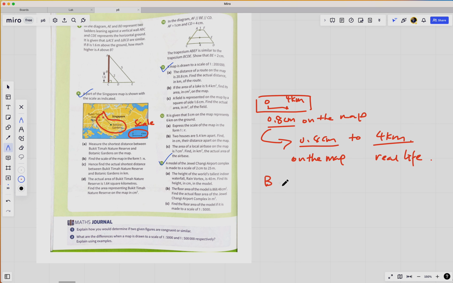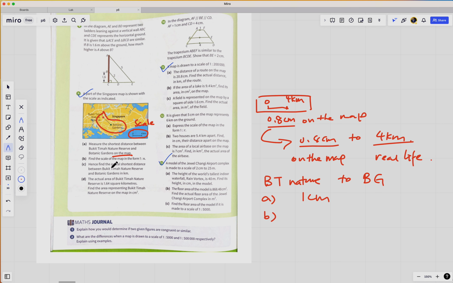So Bukit Timah Nature Reserve to the Botanic Garden is actually 1 cm on the map. Therefore 1 cm is the answer for part A. They want the on the map distance, so it's 1 cm.